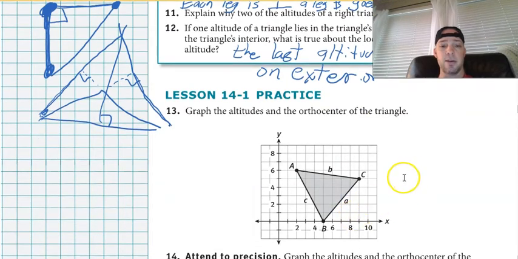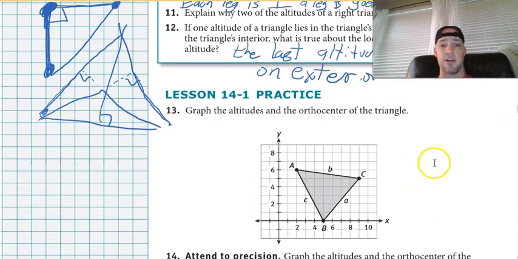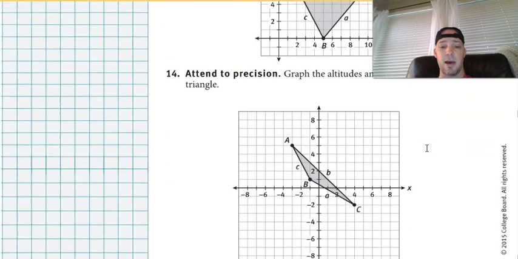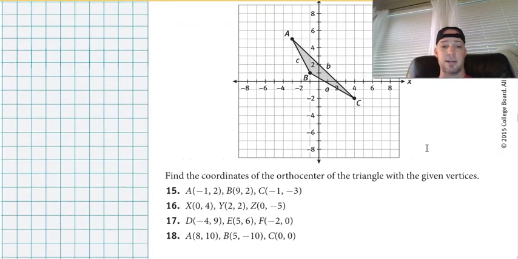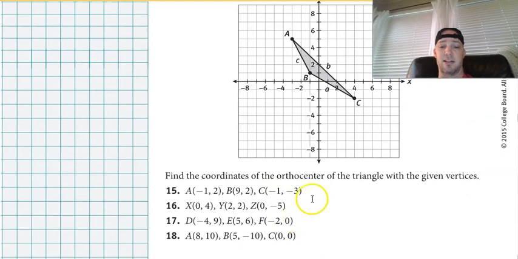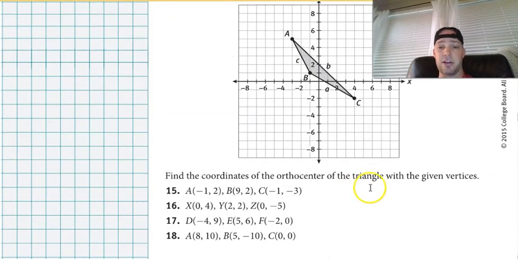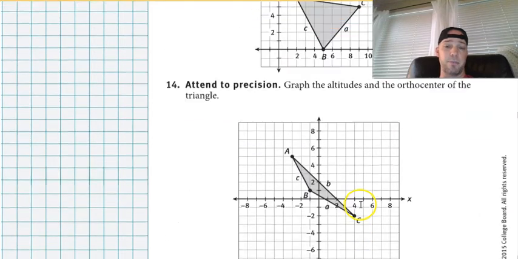All right. So we have some lesson practice. Graph the altitudes and the orthocenter of this triangle. For numbers 14 through 18, I'm only going to go over the two graph ones and one of these two, but I'll put the answer for the orthocenter down for 16, 17, 18, just so you can check your work. Pause here, work on 13 through 18, restart your video when you're ready to check your work.